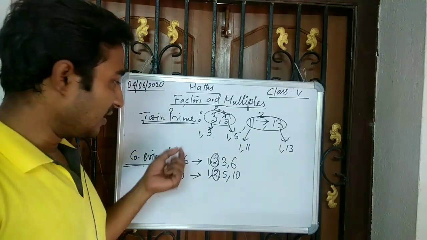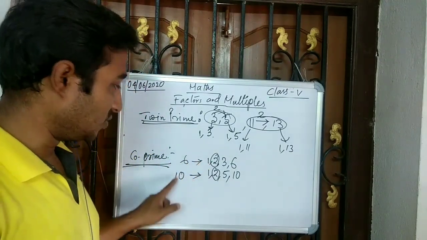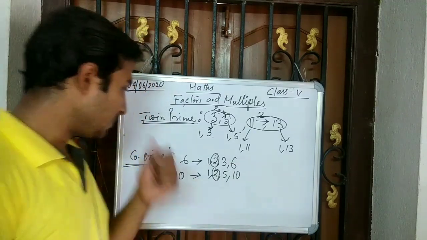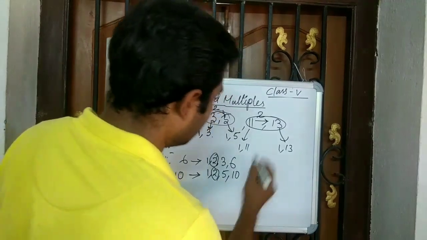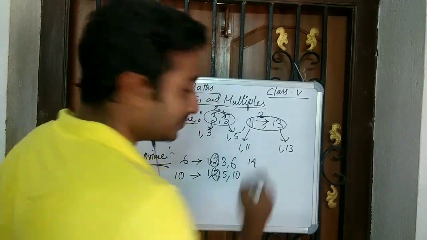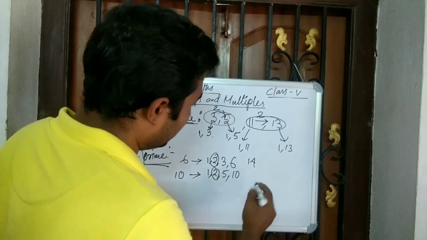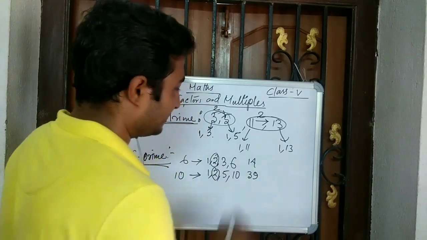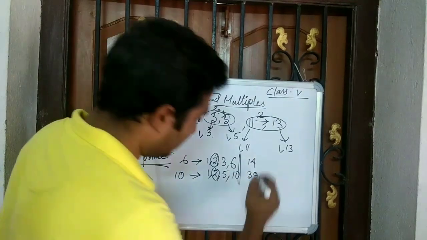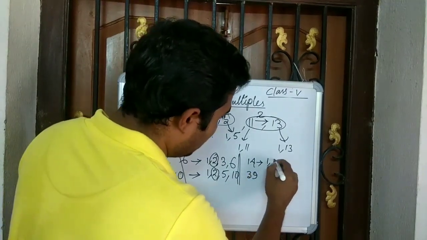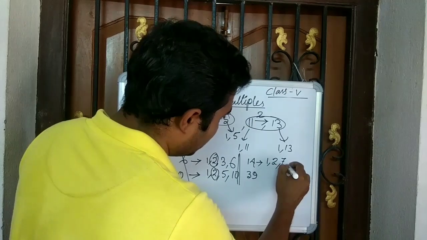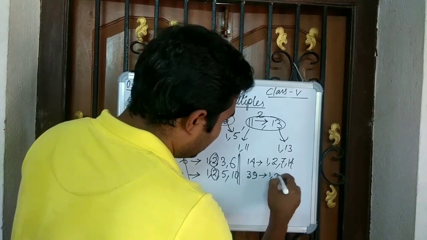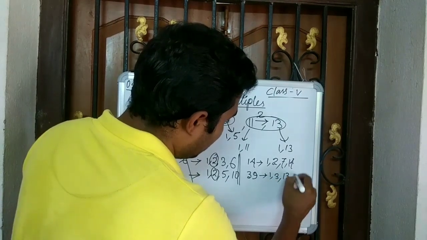But if no common factor is present in two numbers, then we call them coprime numbers. Like, I'm giving another example: 14 and 39. The factors of 14 are 1, 2, 7 and 14. And 39 is divisible by 1, 3, 13 and 39.